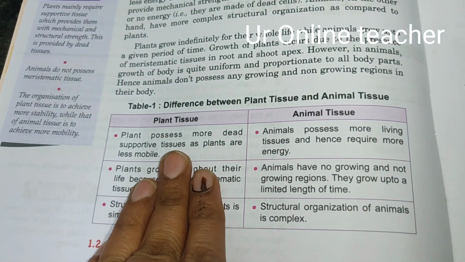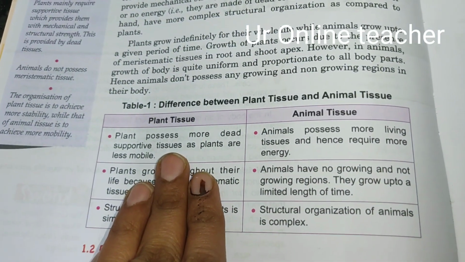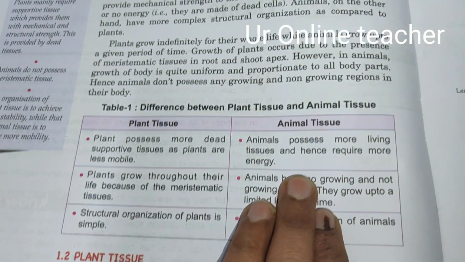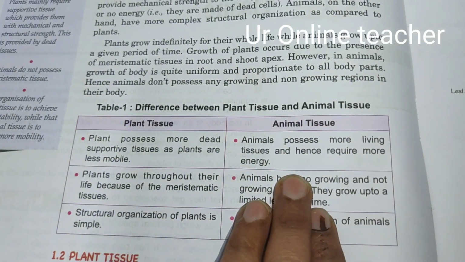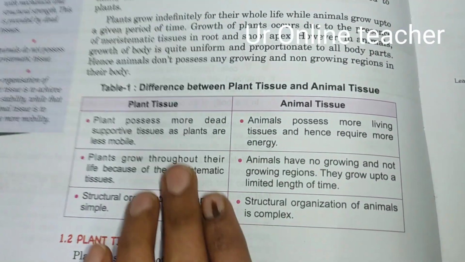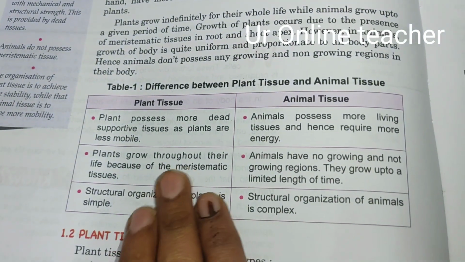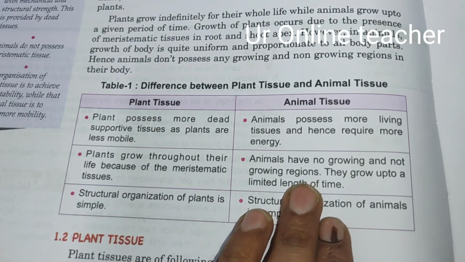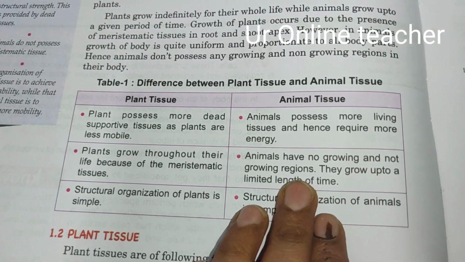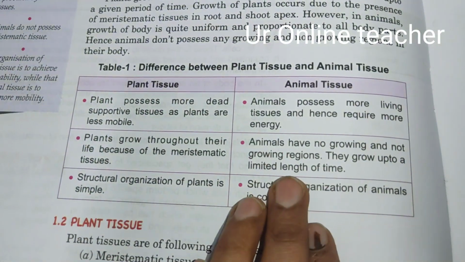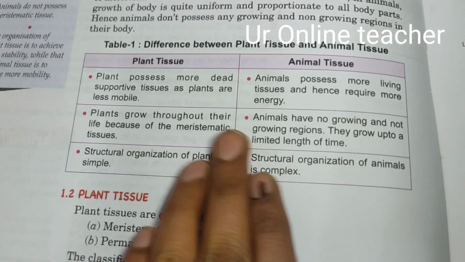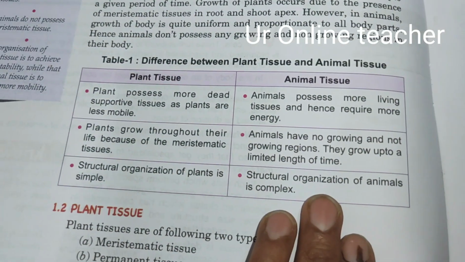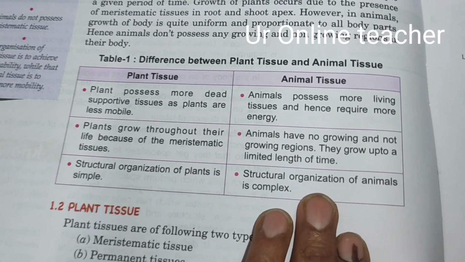Plants possess more dead supporting tissues, and because they are less mobile, they will not move. And animals possess more living tissue, and they need more energy because they will move. Plants grow throughout their life because of meristematic tissues. Animals don't grow for their full life and don't have growing regions. They grow up to a limited length of time only. The structural organization of plants is simple compared to animals, whereas the structural organization of animals is complex.